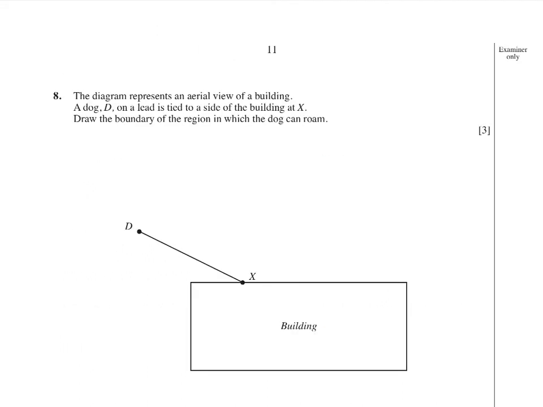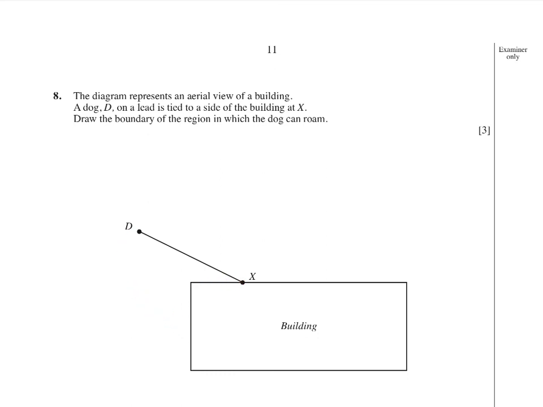Okay, and so this dog is tethered to this building, and it can roam about on its leash. So it can come all the way over here, absolutely no problem. It can come all the way to here, but something's going to happen by here. Its lead is going to get snagged on the building, and it's going to have a much shorter tether there.